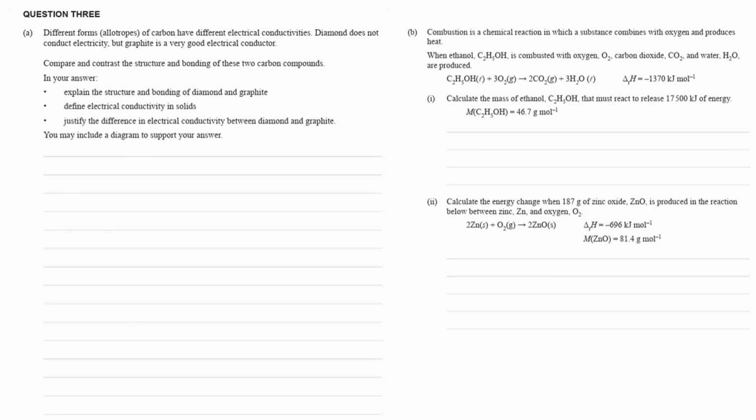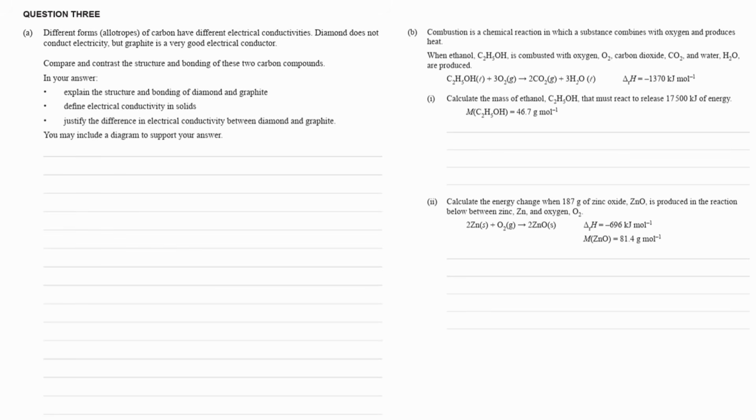Compare and contrast the structure and bonding of these 2 carbon compounds. In your answer, explain the structure and bonding of diamond and graphite. Now, when they say explain the structure and bonding, we're talking about the type of substance, the type of particles, and the types of attraction. But in diamond and graphite, we have to be more specific. Is it 2D? Is it 3D? And we're going to talk about how many bonds there are that each carbon makes.